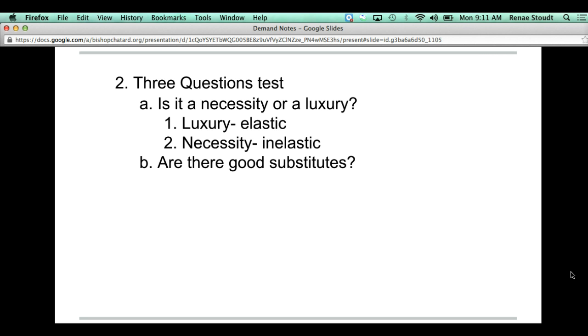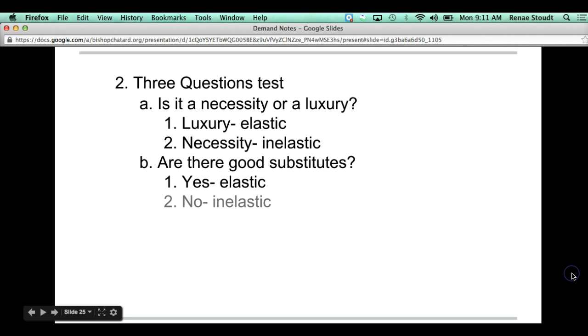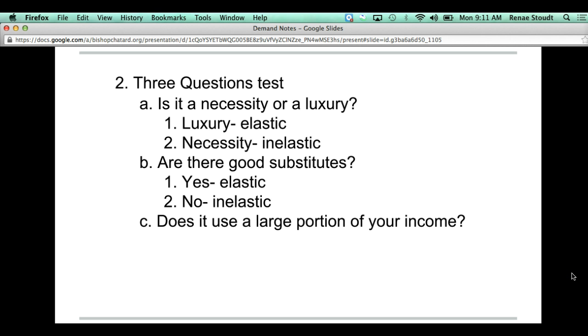So if you answer yes, there are good substitutes, then it's going to be elastic. If you answer no, there's not really any other things I could buy that will fulfill my need, then it's going to be inelastic. Again, it's 2 out of the 3, so you've got to go through all 3 questions in order to determine the type of elasticity. The last question is, does it use a large portion of my income?